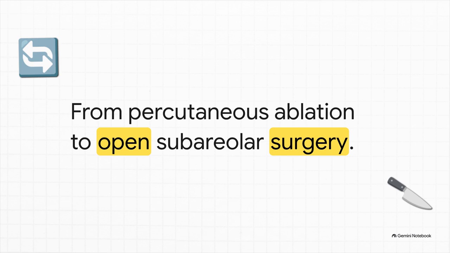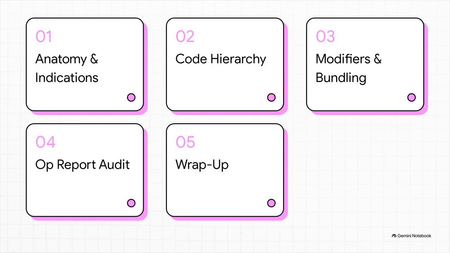The documentation is pointing us toward open surgeries now, zooming way in on the complex anatomy of the nipple areola complex and the lactiferous duct system. The coding logic actually changes quite a bit in this area, so let's unpack exactly what the guidelines dictate. Here's the audit arc we're following today. We'll start with anatomy and indications, move into the code hierarchy, tackle modifiers and bundling, run through a real-world op report audit, and finally, do our wrap-up.